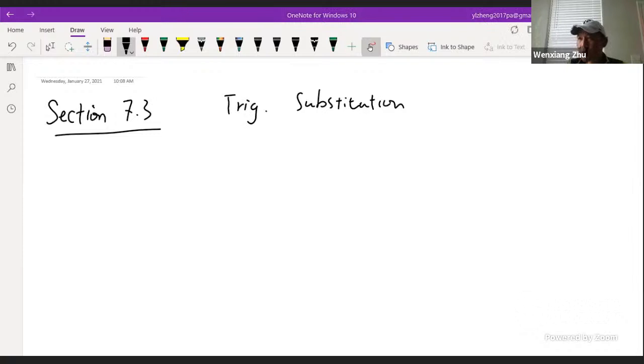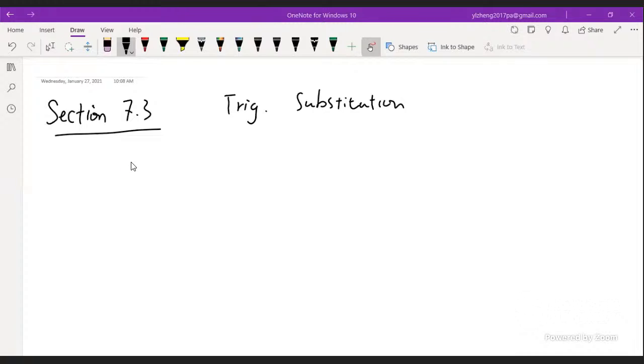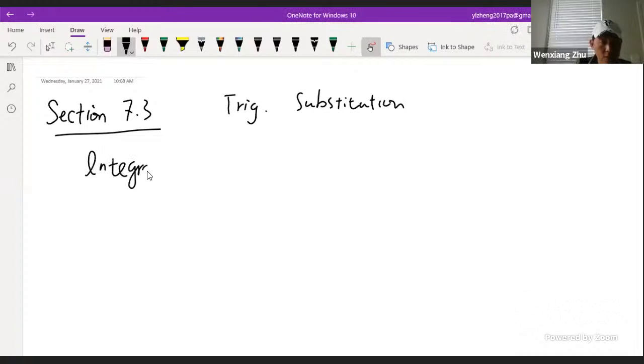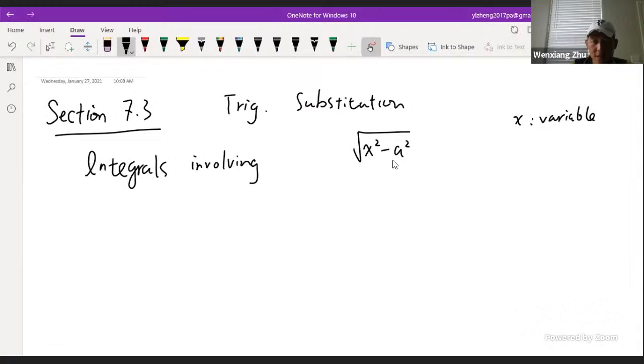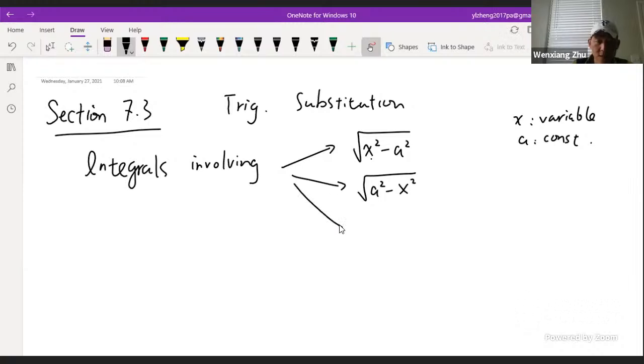In this section, what we're trying to learn is how to do integrals involving the following terms: either the square root of x squared minus a squared, where we treat x as the variable we integrate with and a is just a constant real number that won't change. Another case is when these two switch order, a squared minus x squared. The third case is x squared plus a squared. We want to deal with any integral like these.